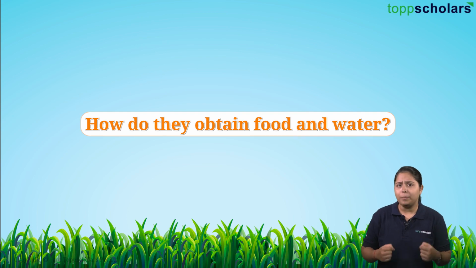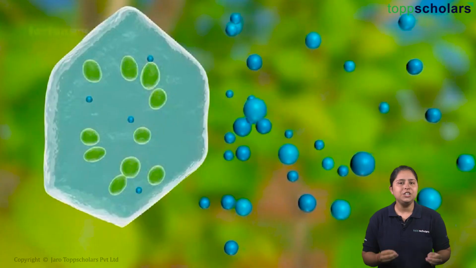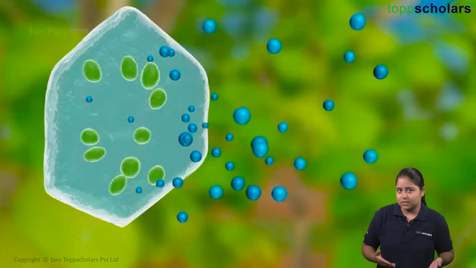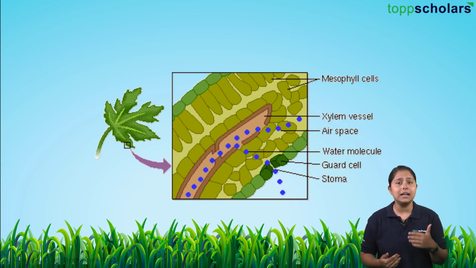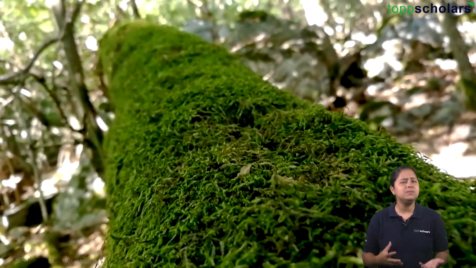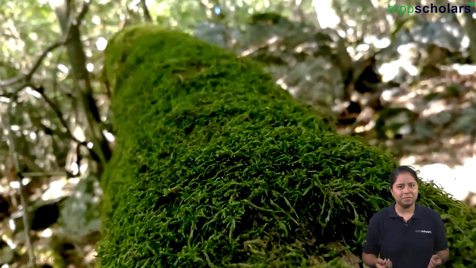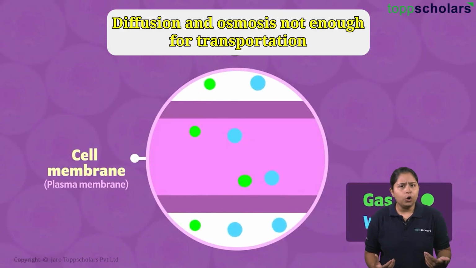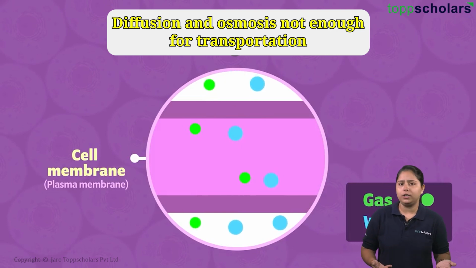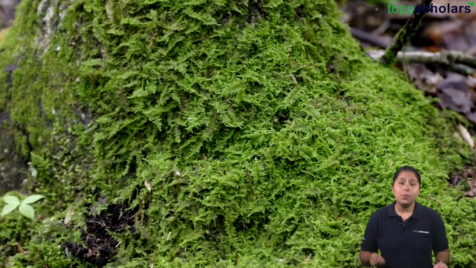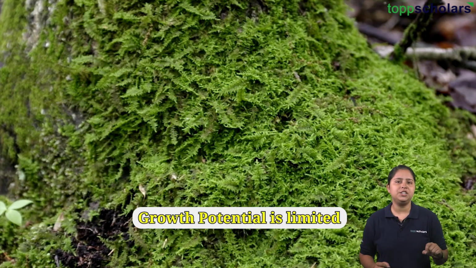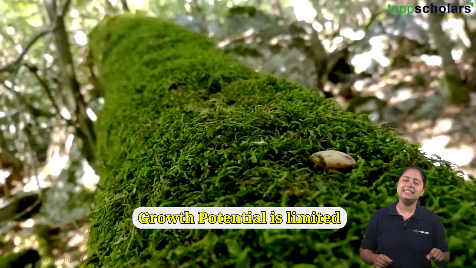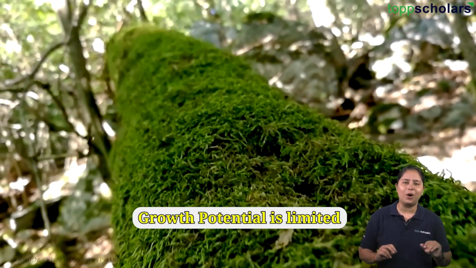Now, how do they obtain food and water then? Moisture absorption is done by osmosis and minerals and nutrients are transported using diffusion. Well, they are usually small beings. Can you guess why? Yes, because if they grew taller, then they can't cope with the transportation of food and water depending only on diffusion and osmosis. So, we can say that their growth potential is limited. Hence, these are simple and small.